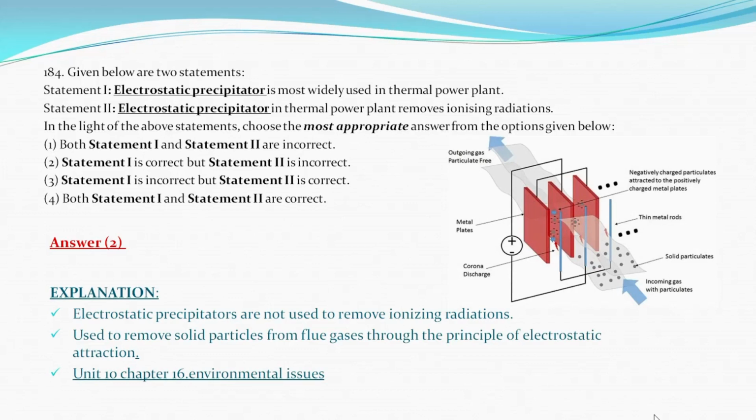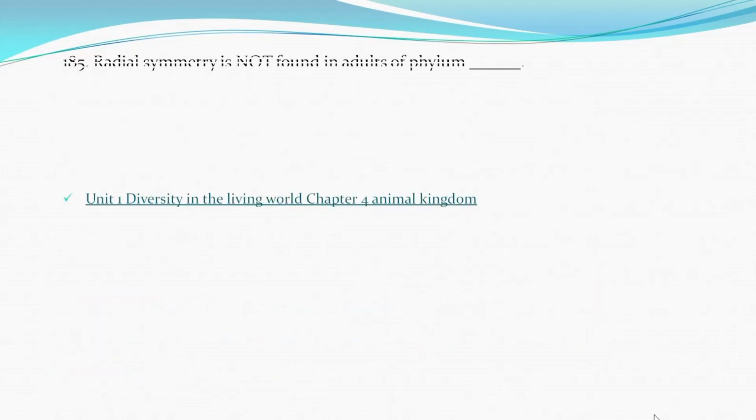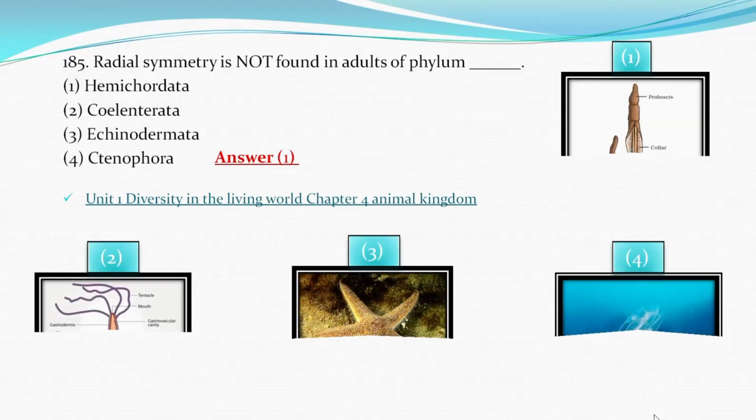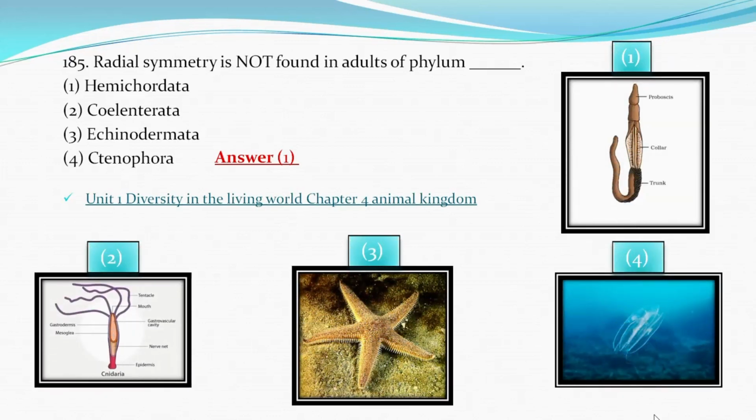Explanation: electrostatic precipitators are not used to remove ionizing radiations. They are used to remove solid particles from flue gas through the principles of electrostatic attraction. This question is taken from Unit 10, Chapter 16, Environmental Issues. The next question is, radial symmetry is not found in adults of phylum. So the answer is option first, Hemichordata. This question is taken from Unit 4, Diversity in Living World, Chapter 4, Animal Kingdom.